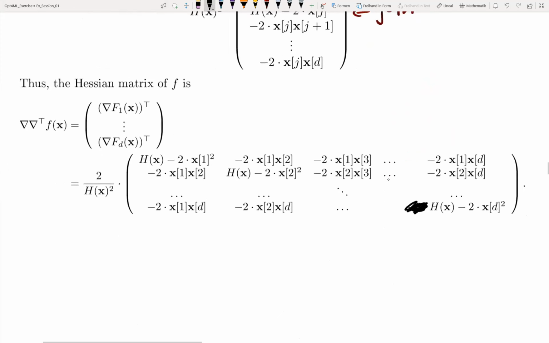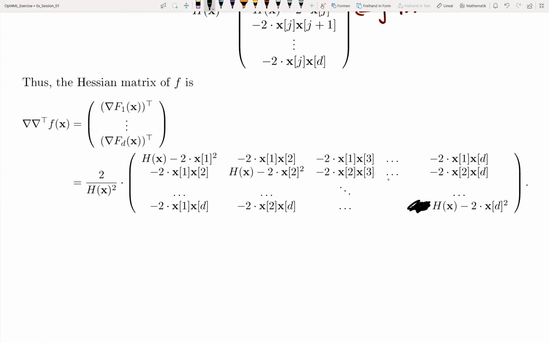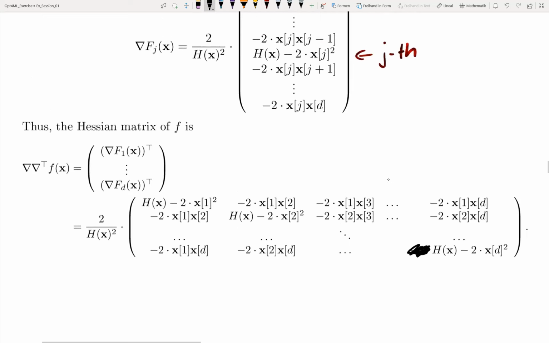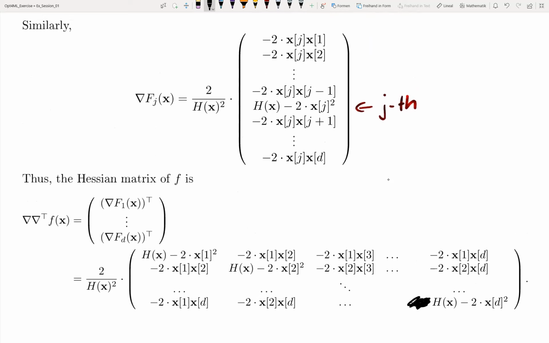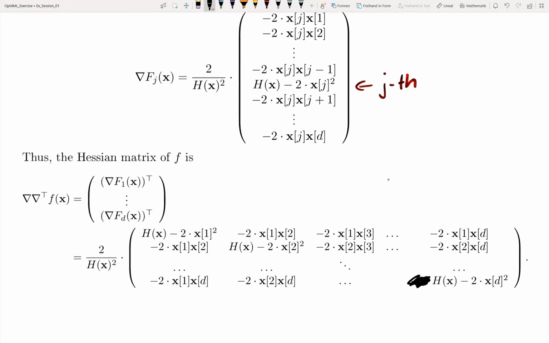Everything, so putting everything together, row by row. This is the first row we explicitly computed. The second, third, and dth row, well, you can check that this will indeed be the gradient of that, where at the jth component, or in the Hessian matrix eventually at the diagonal, you have this h of x component, h of x minus something component, which you see here.